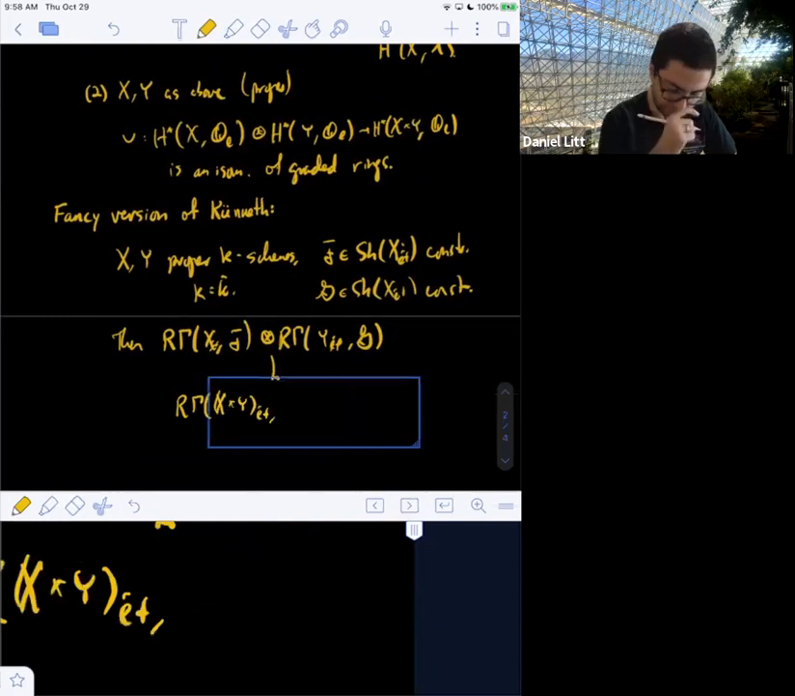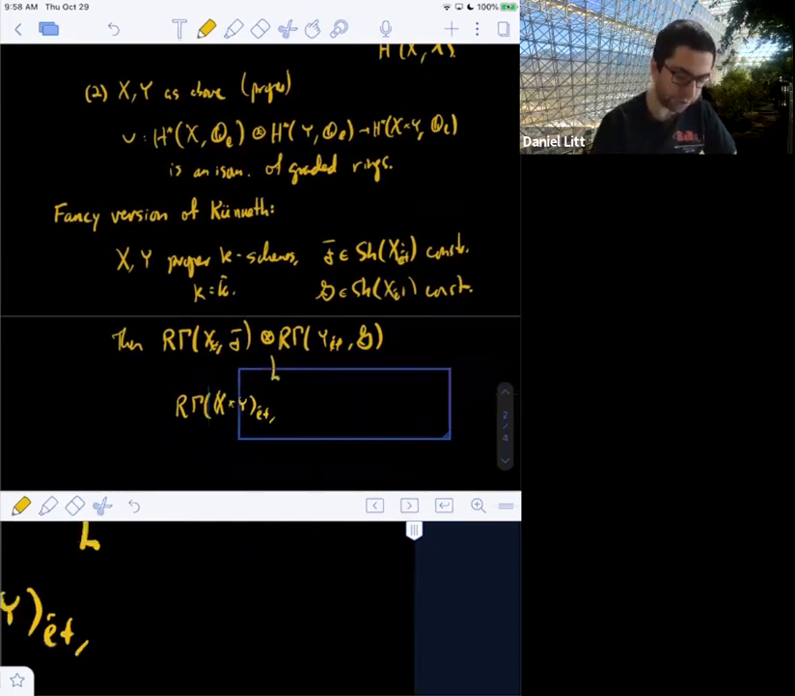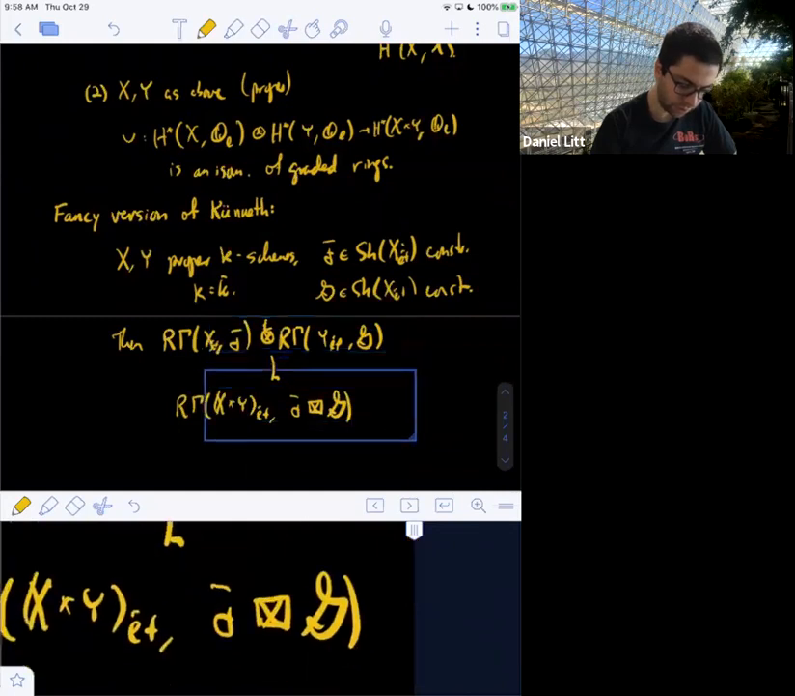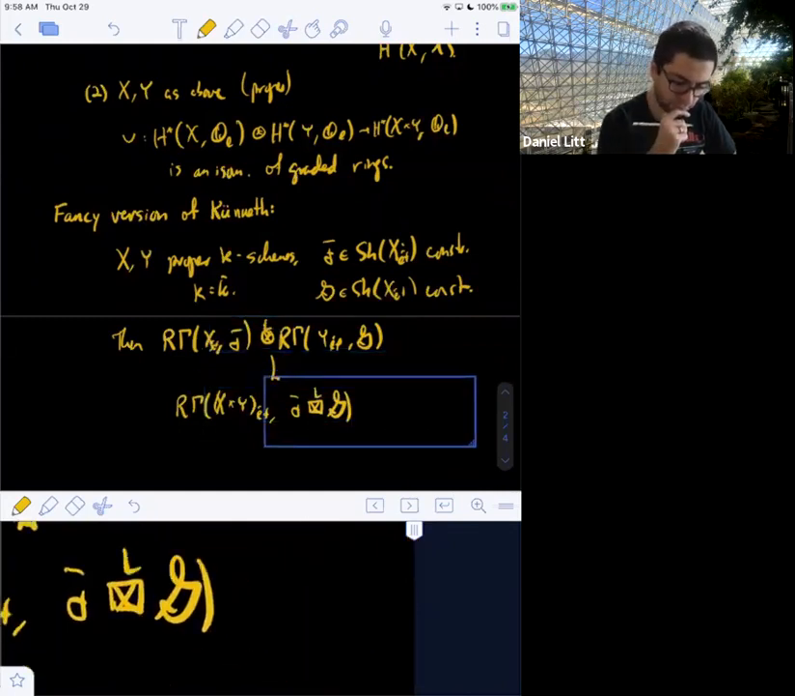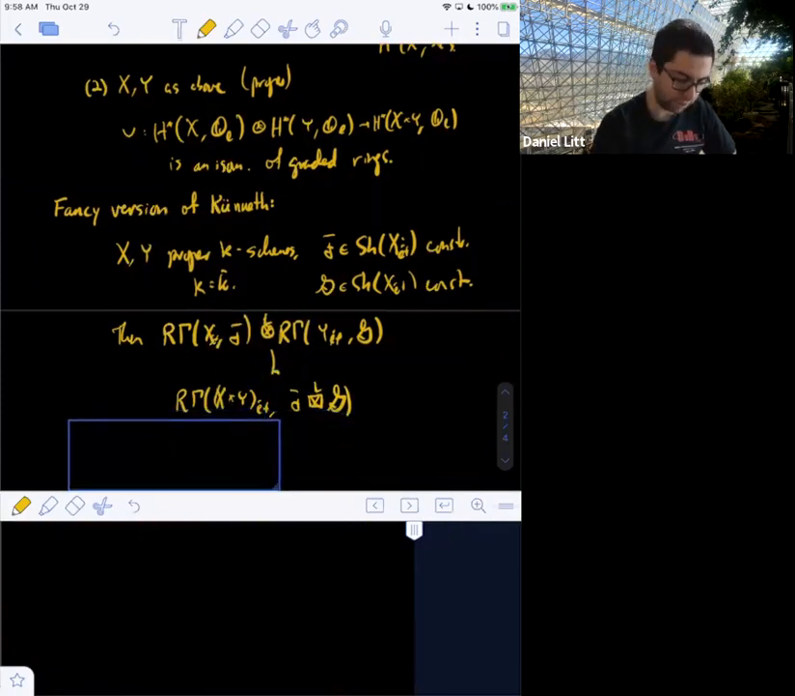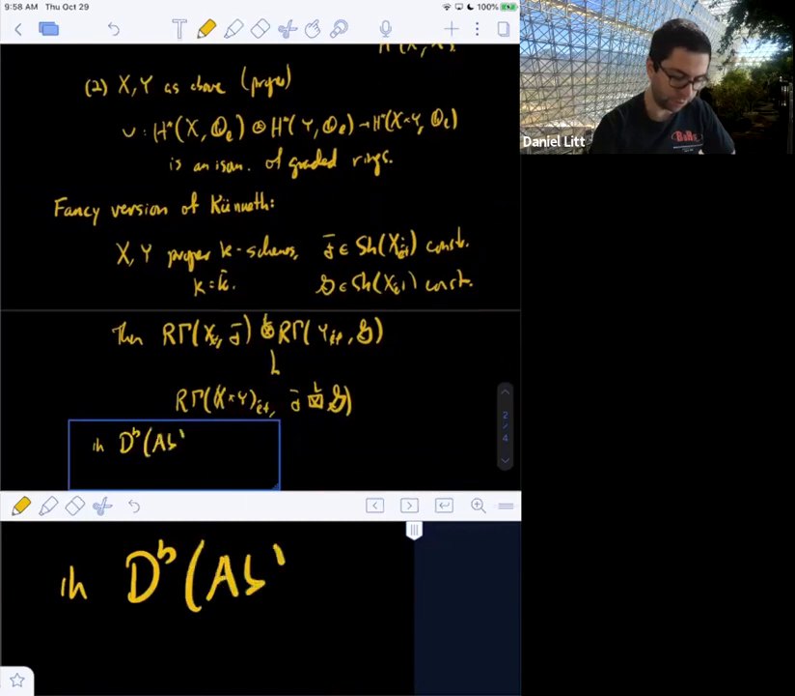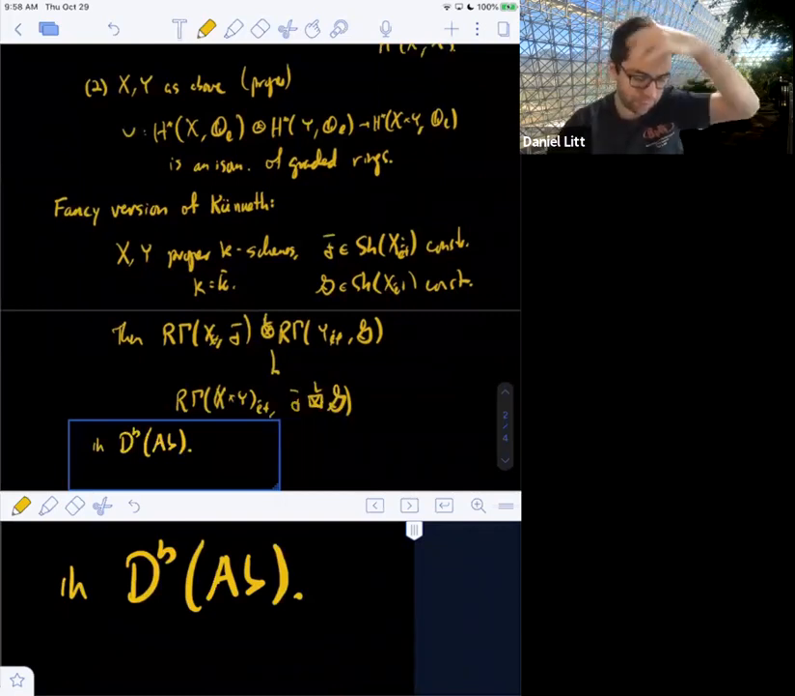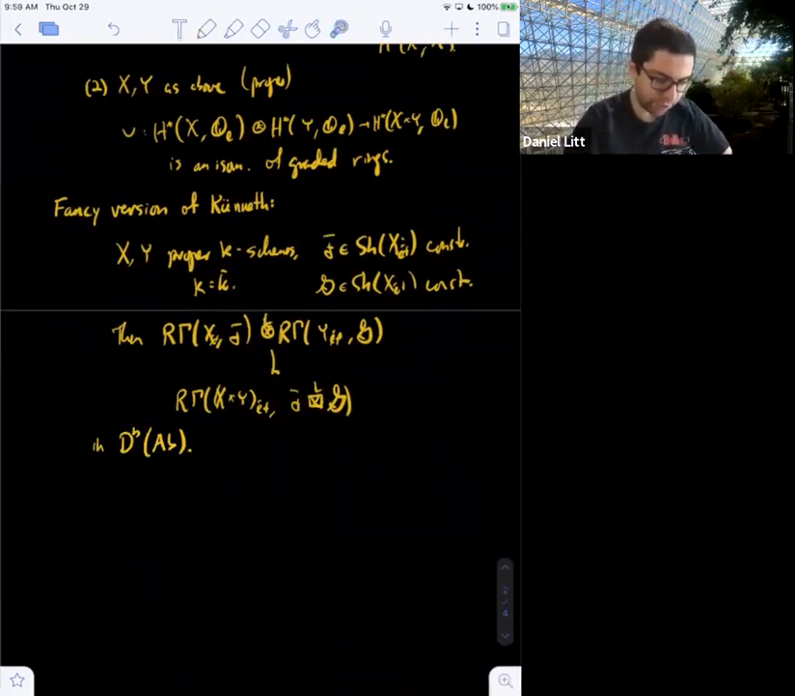So there was an isomorphism, a quasi-isomorphism of complexes. And here there should be some L's, an L here, if you'd like. So this is in the derived category of bounded complexes of abelian groups. Okay, so let me just remind you what this is saying.